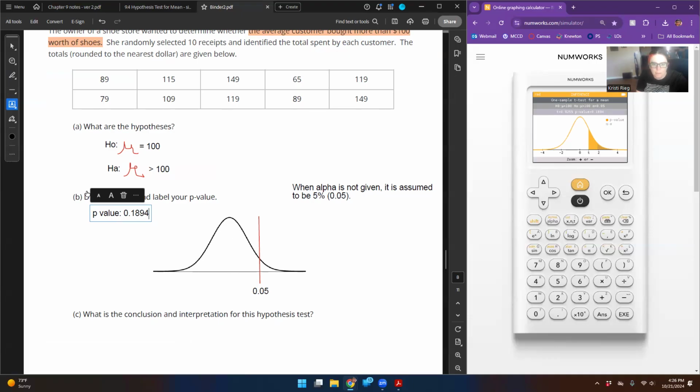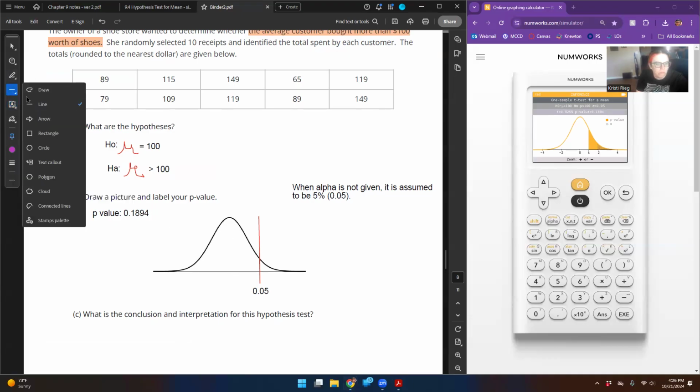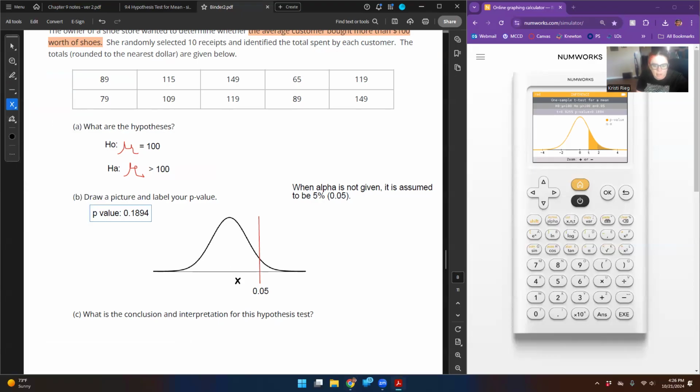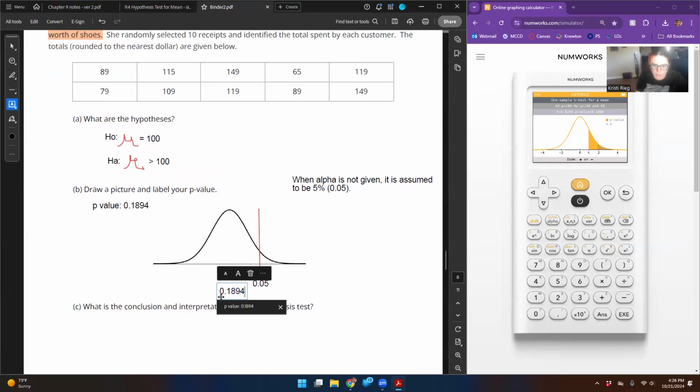So our p-value is going to end up right there, 0.1894. And then there is our cutoff, our alpha. So we can see that our p-value falls over here, past the cutoff. So it is in the do not reject region.